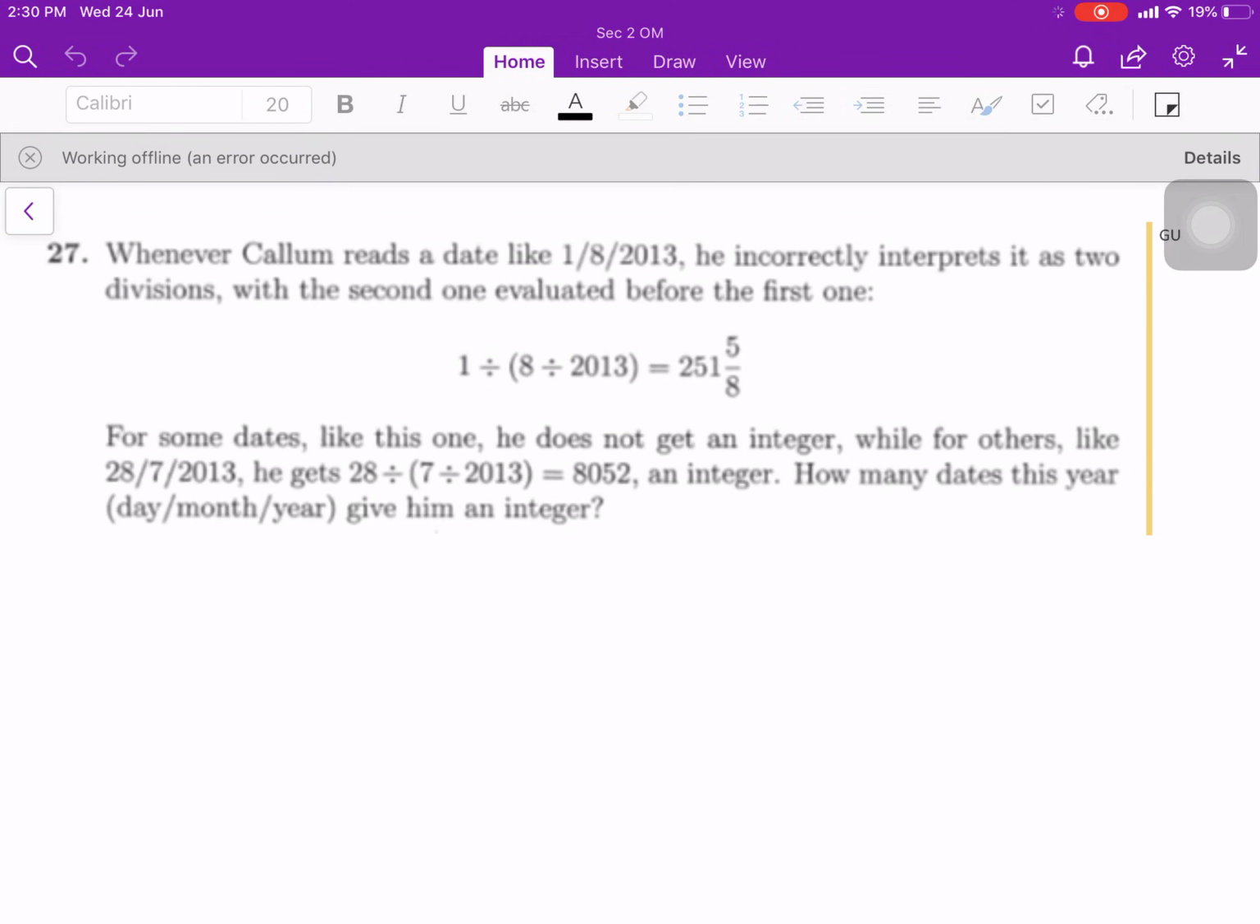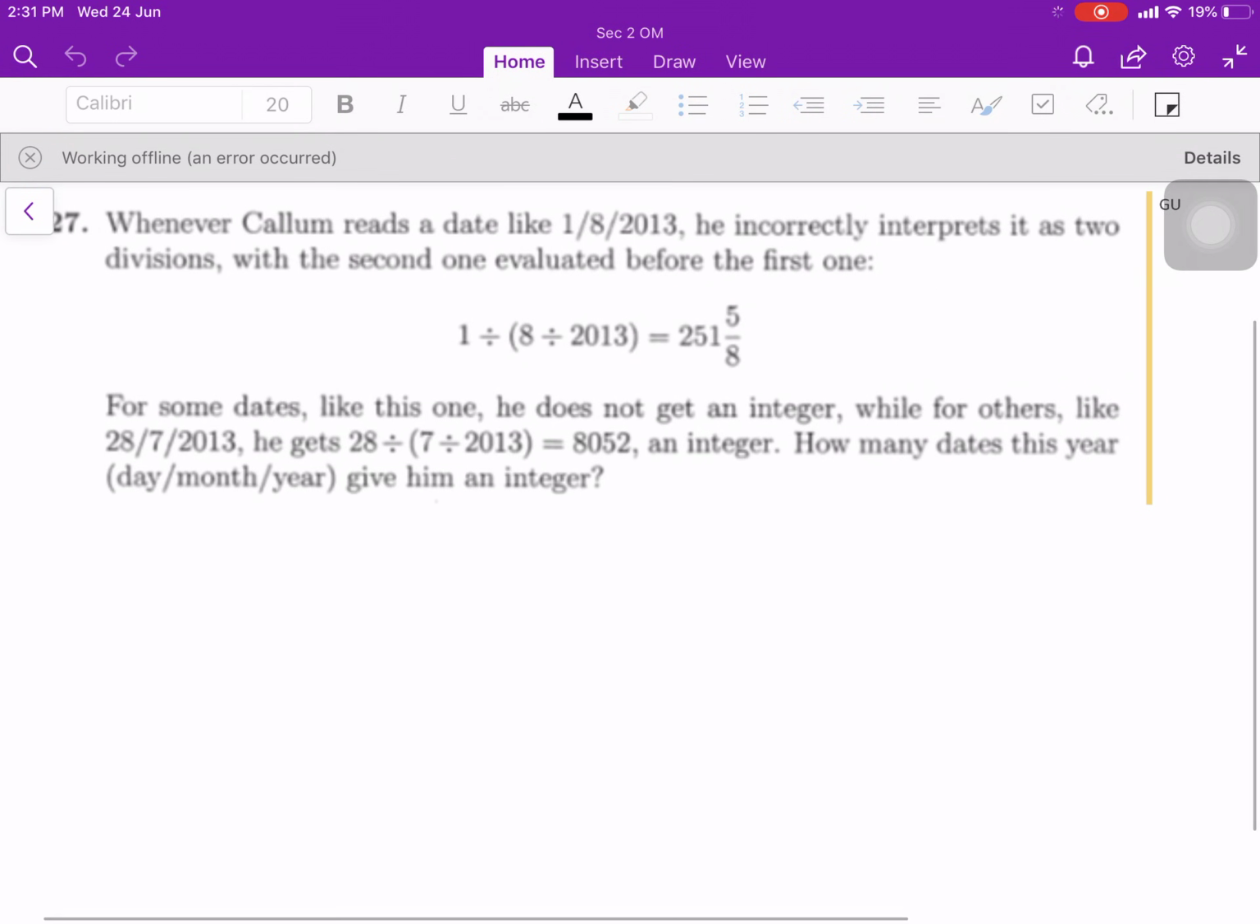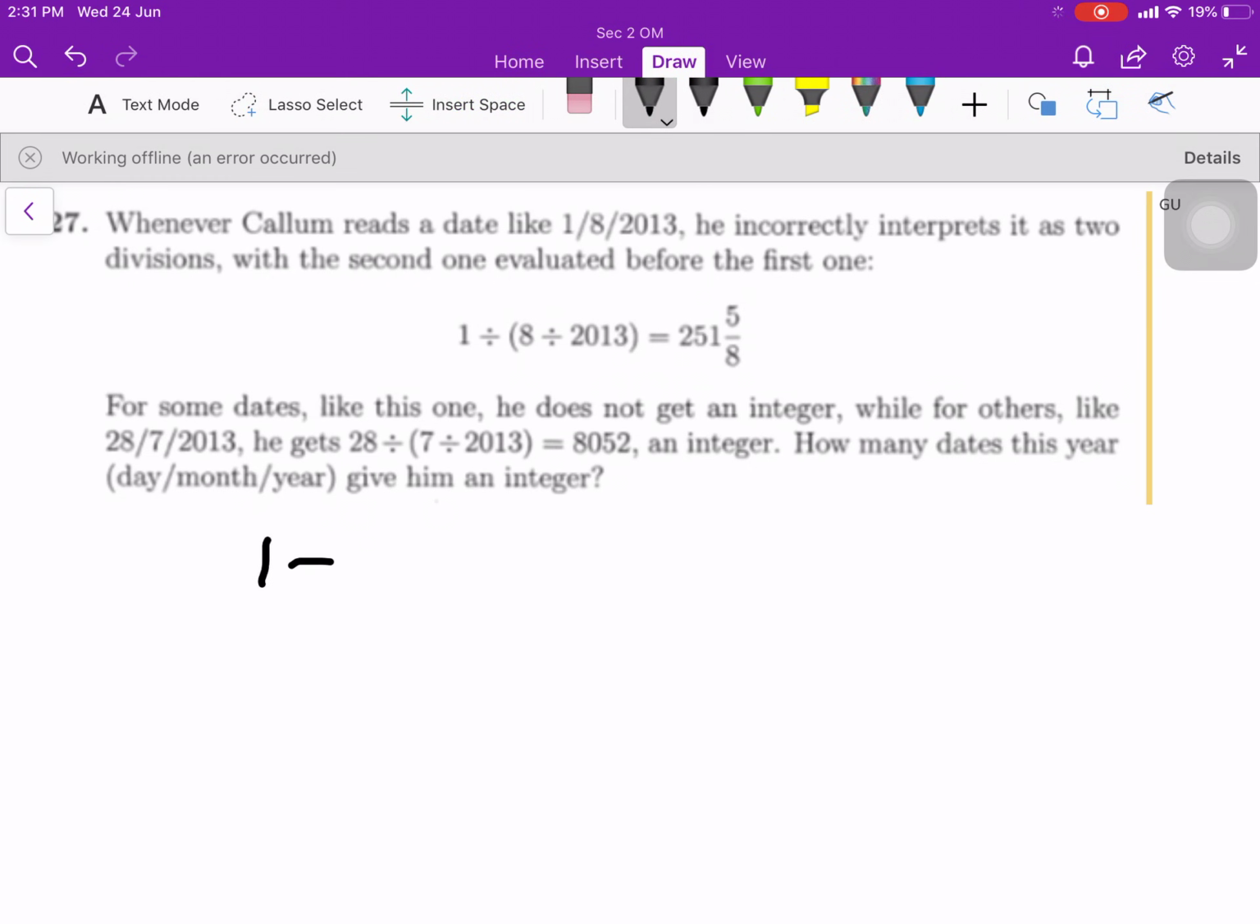Okay, let's look at question number 27. Okay, Akash, maybe you want to understand the division. That means when we say 1 divided by 8 and then divided by 2013, right? In this case you do this division first.